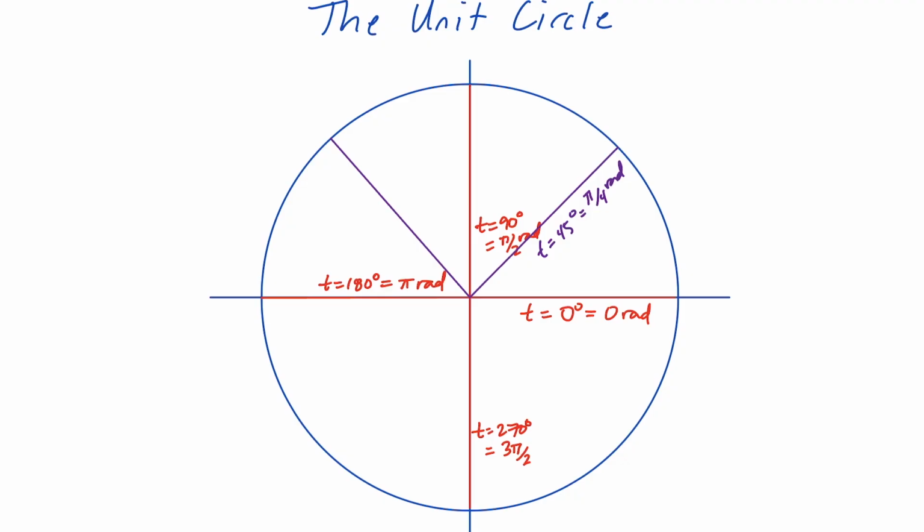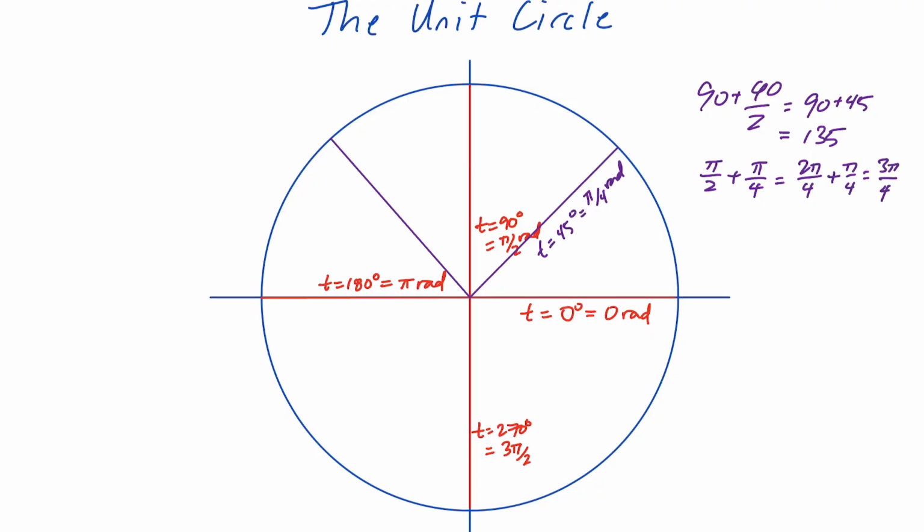So what is this angle? It's halfway between 90 and 180. 90 to 180, that's a 90 degree difference, and half of 90 is 45. So 90 plus 45 is 135. If we do this angle in radians, it's pi over 2 plus pi over 2 divided by 2, or pi over 4. And if we create a common denominator, then we're going to get 3 pi over 4 as our angle measurement here. So this is 135 degrees or 3 pi over 4.